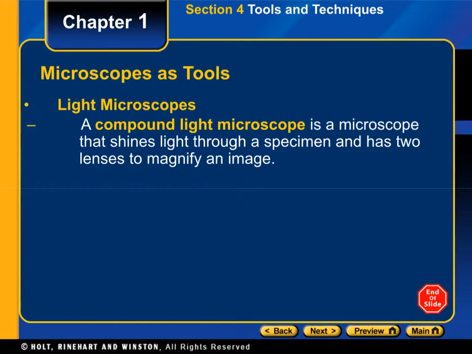Specifically, we're going to get into light microscopes because those are the microscopes that Brandon High School has and that we'll be using in this class. So in this class we'll be using a compound light microscope. A compound light microscope is a microscope, obviously, that shines light through the specimen, and it's called compound because it has two lenses, one on the ocular lens and one on the objective, to magnify an image. Magnification means make the image appear larger.